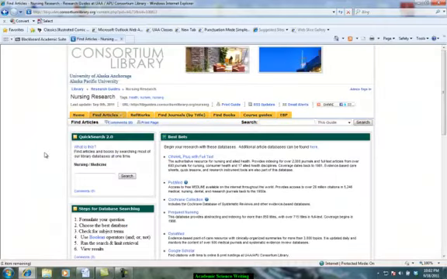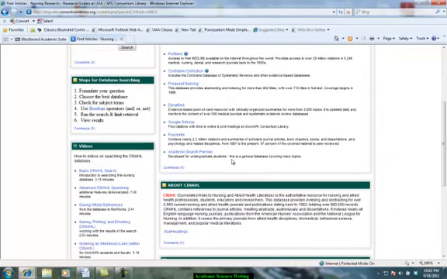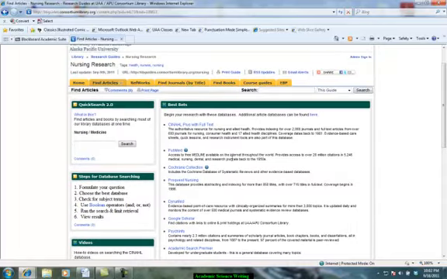So you click on nursing, it's going to take you here. The first thing that you're going to see here on the right-hand side, these are databases specifically designed for people studying nursing and medicine. These databases are going to give you a wide range of articles and topics from across the discipline. What we're concerned with in this particular assignment is looking for particular journals.